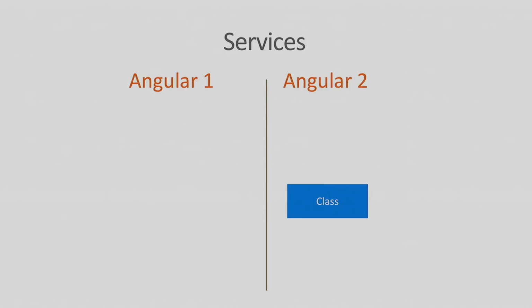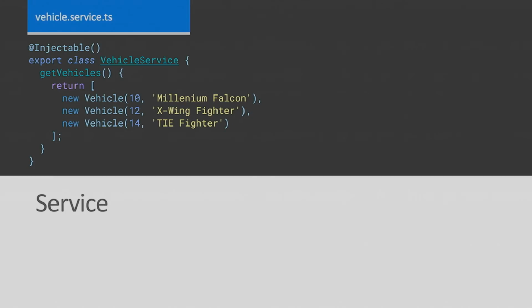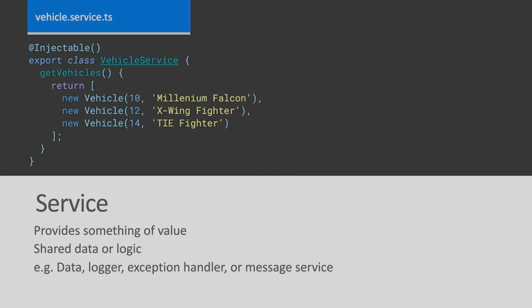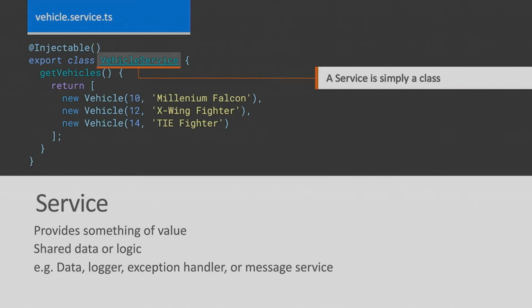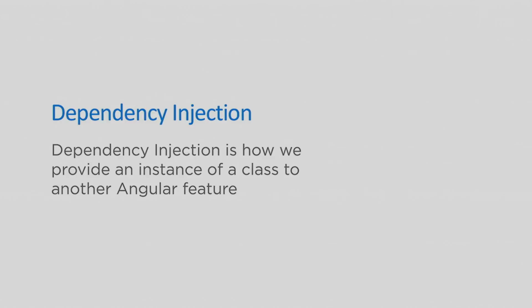If you want to create something that goes and gets data or does logging or is an error handler, some kind of a service class, just create a class. You're done. It got rid of all the Angularisms and just said, we'll create a class and call it a day. So how do we do it? We create a class called vehicle service. And it says, get my vehicles, which I'm hard coding here. And it provides something of value. It could be shared data or logic. Some examples are like exception handling, logging, message services, things like that. We just name it what we want and we use it.